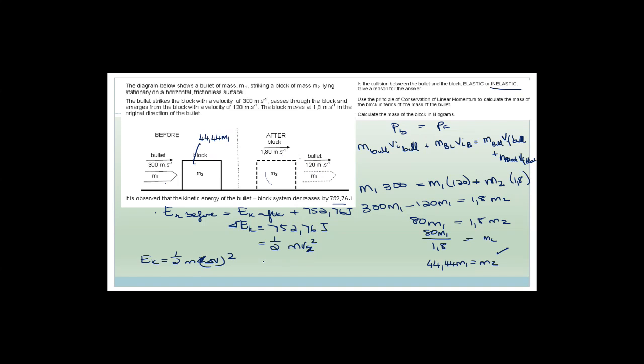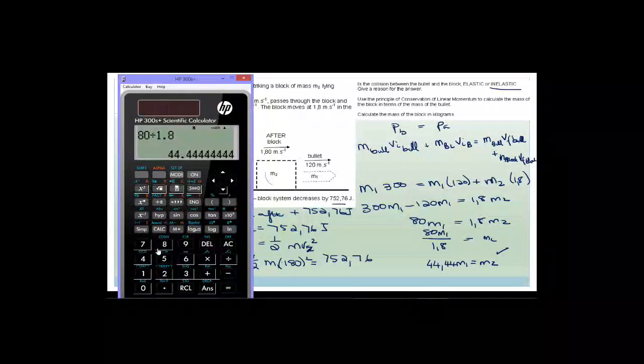So we can say that that is going to be M1 times 1/2. And then the change of velocity is going to be 300 minus 120, which is 180 squared, is going to be 752.76 joules. So do you agree we could multiply this by 2 and divide it by the 180 squared and we'll get M1? Okay, so let's do that.